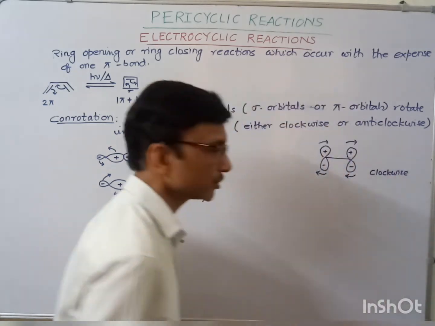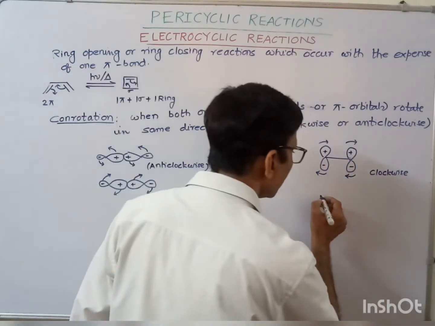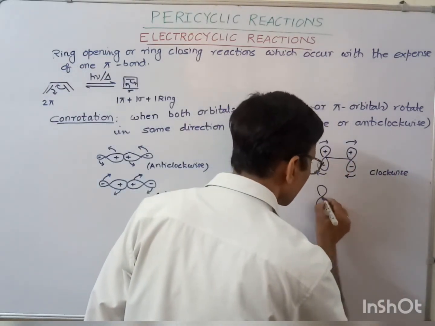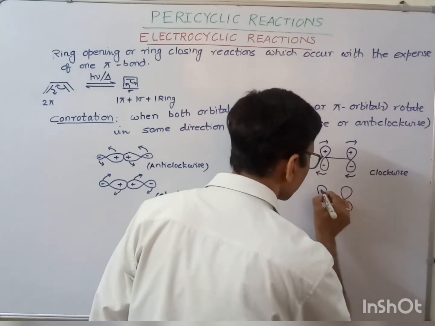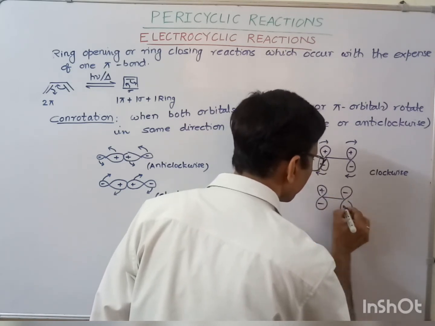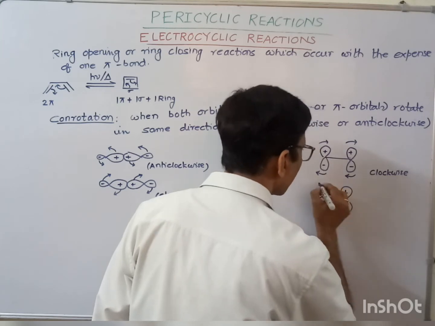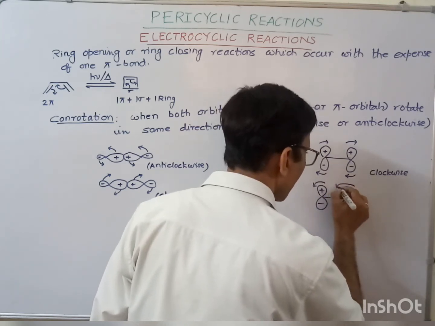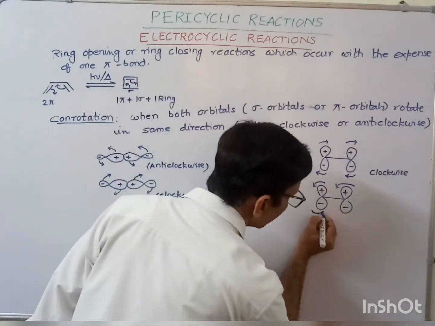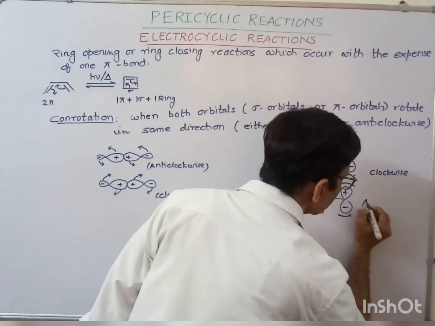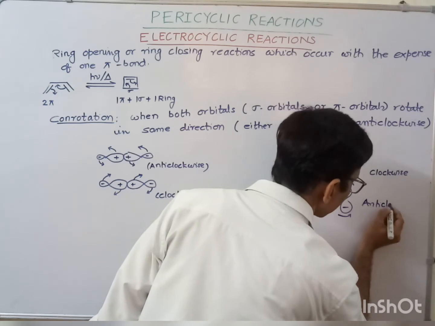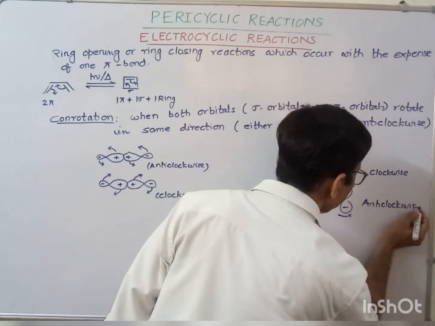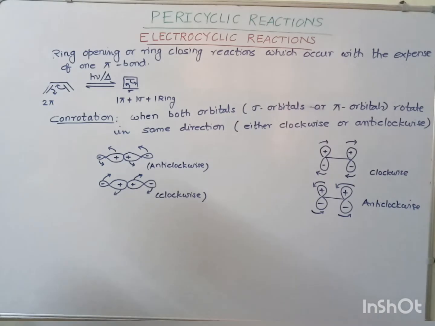This is clockwise rotation of two orbitals, and this will be anti-clockwise rotation of two orbitals. So this is anti-clockwise rotation like this. Okay. So this is called the conrotation.